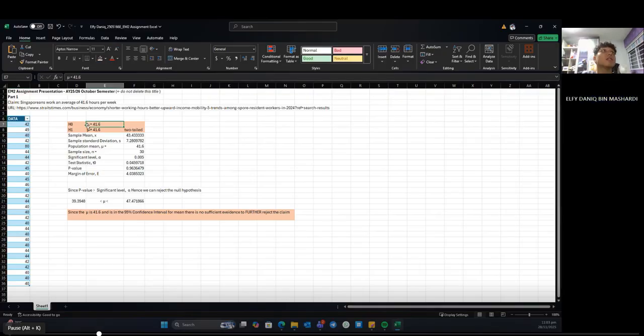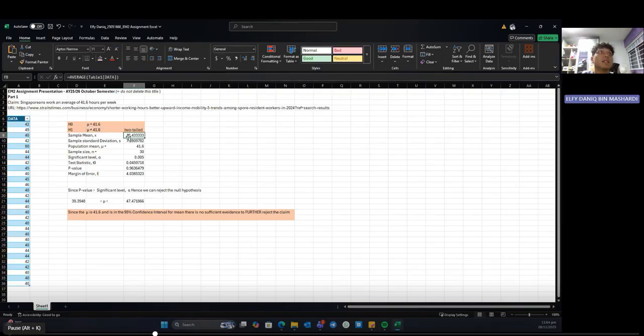And yeah, so for the null hypothesis, I decided the null hypothesis is 41.6. And since I'm doing a two-tail, for the alternate hypothesis, the mean is not equal to 41.6.